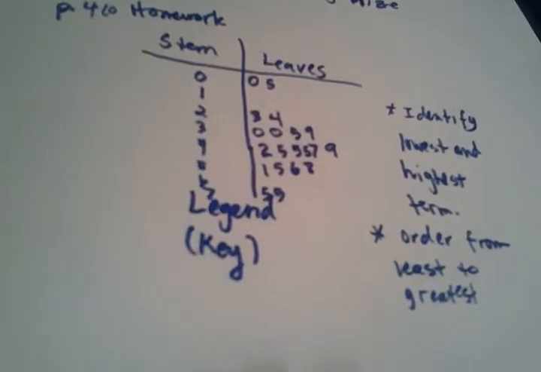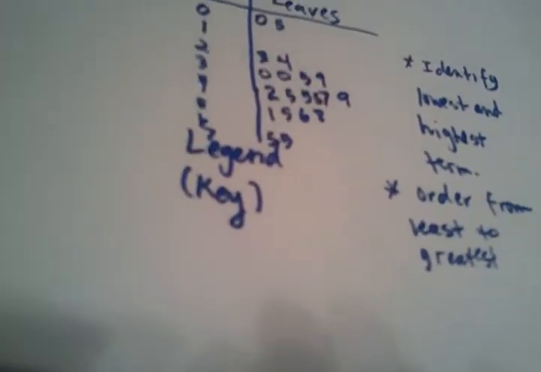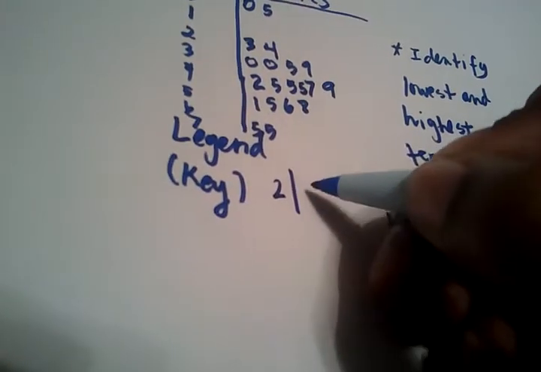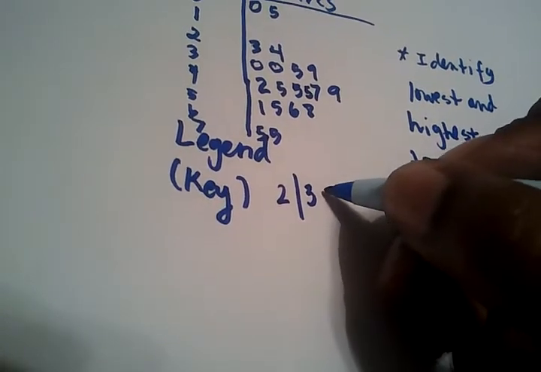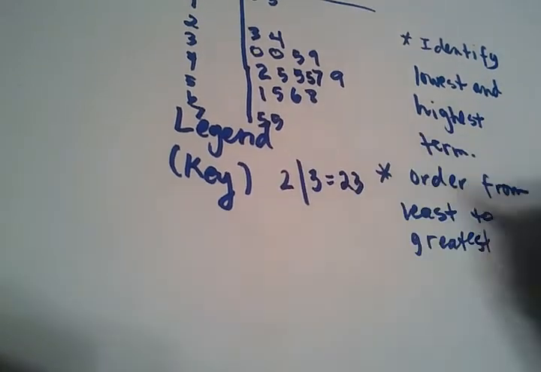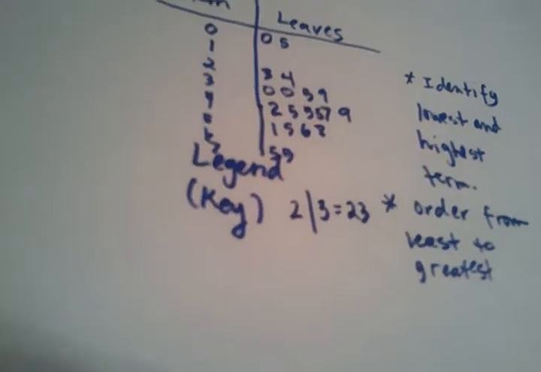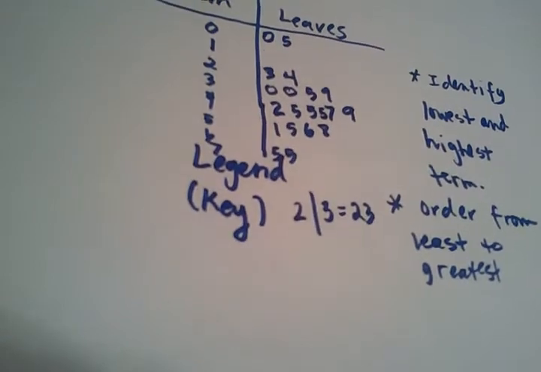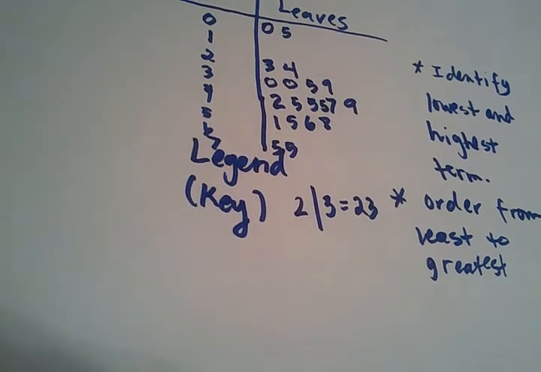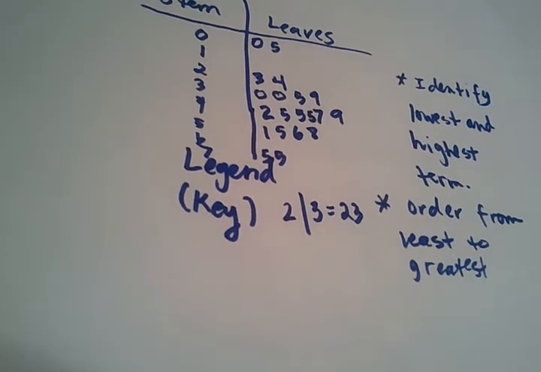Alright, the only thing that I'm missing now is my key. So I'm just going to pick any number and let them know what it is. A stem of 2 with a leaf of 3 is going to be 23. Alright, so that's all we have to do in order to make it into a stem and leaf plot.